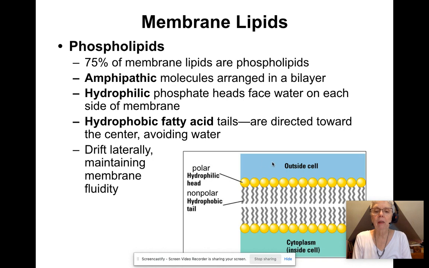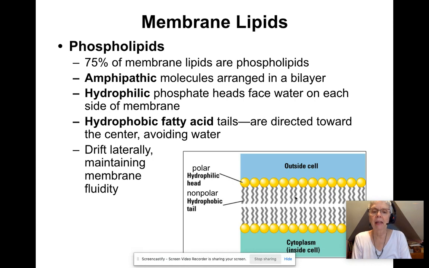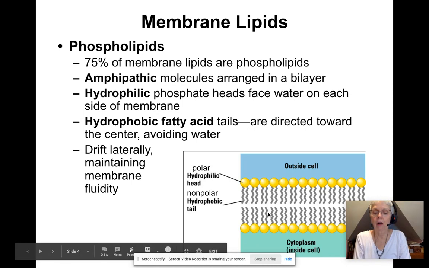And this will face the water side of the cells or outside the cell. So in the extracellular fluid, it's facing water, and on the interface, it's facing the cytoplasm, which is mostly water. Now, towards the center of this bilayer is a hydrophobic fatty acid tail, and they avoid water. So they try to keep water from being too much inside the cell. And so these do move. They are fluid, and so they drift laterally.